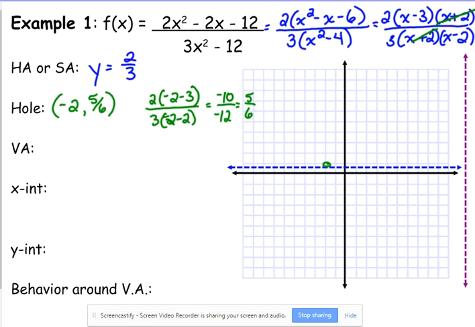A lot of people will forget to find the y value, and so for whatever reason, they put the open circle on the x-axis. That's not where it goes. You have to actually put the point on there. All right, vertical asymptote. Do we have one? Yes. What is it?